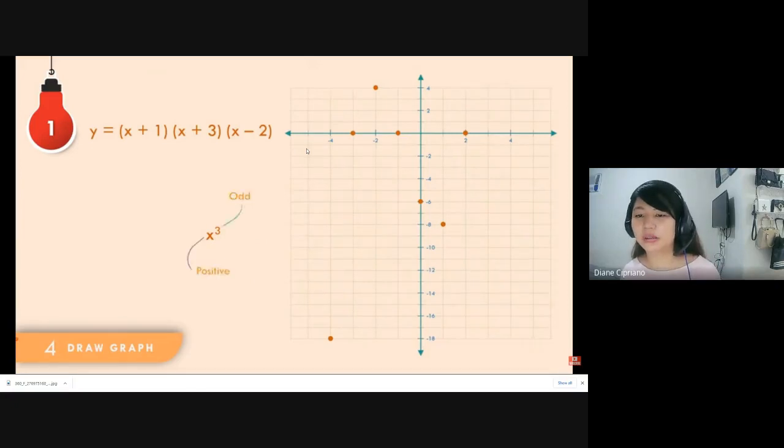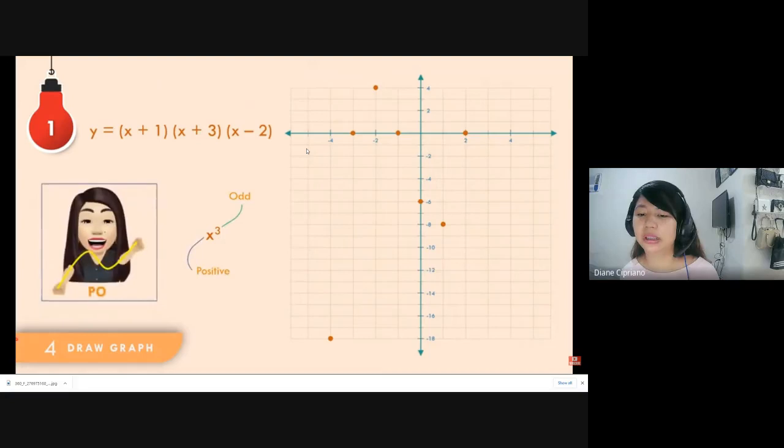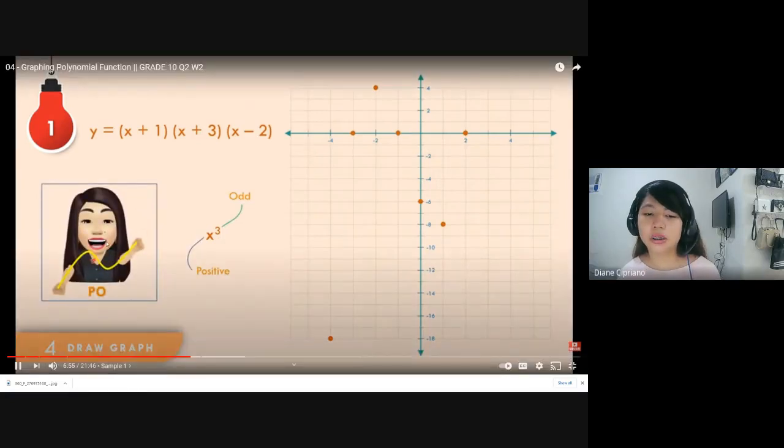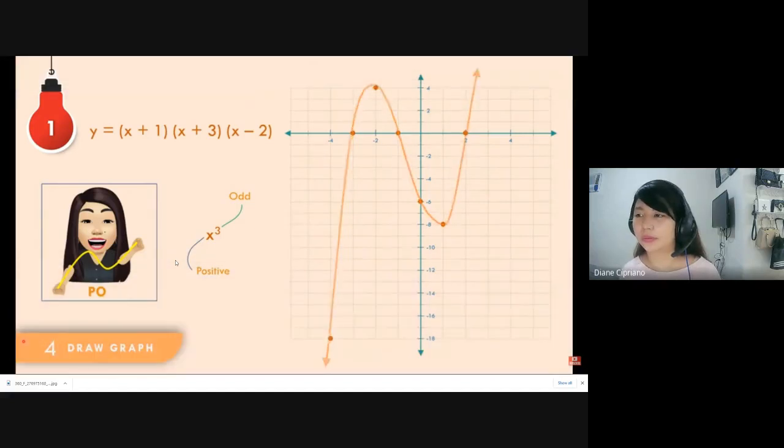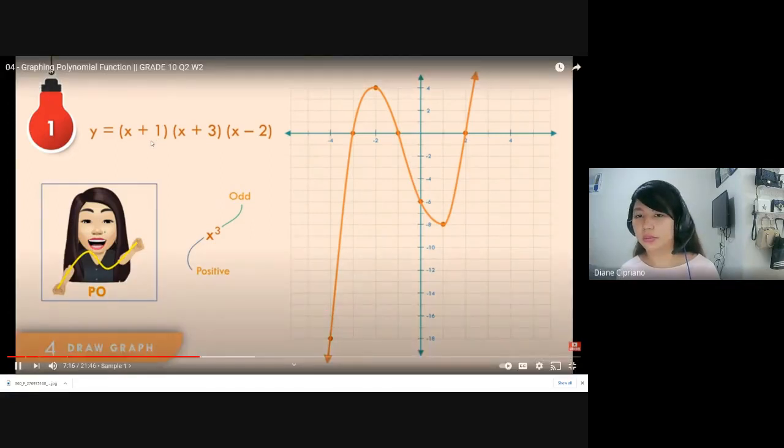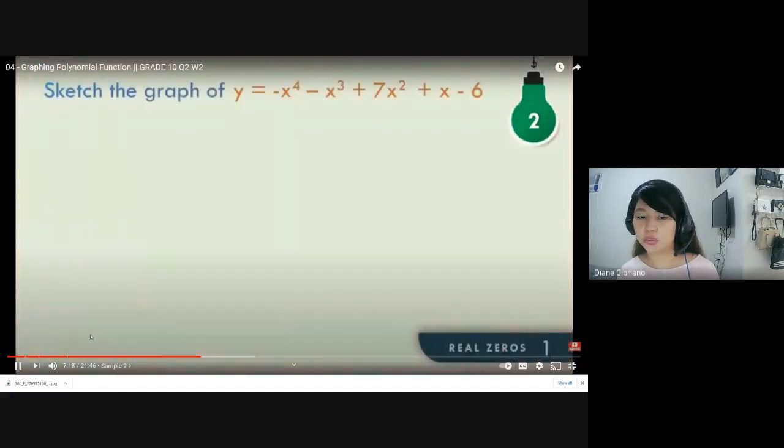The sign of the leading term is positive and it is odd. So therefore, the behavior will be like this. Yes, exactly. So therefore, we came up with the correct end behavior. So the turning point is at most 2. Got it? Nakuha yun?